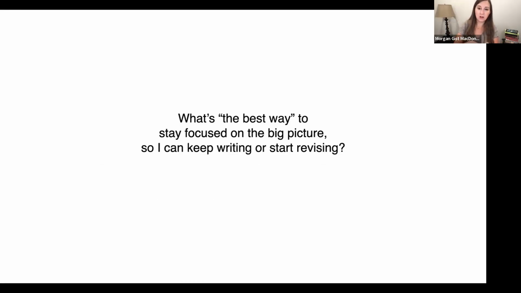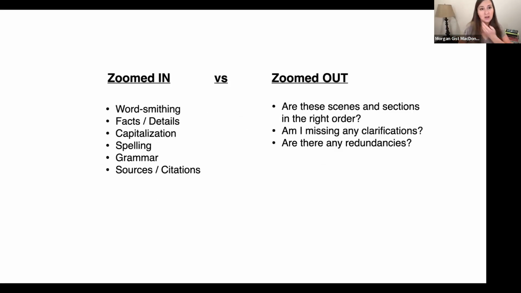And so what we're going to be talking about here is the relationship between keeping a zoomed out big picture view versus a zoomed in wordsmithing kind of view. So zoomed in is when we are actually writing or altering sentences, right? So we are wordsmithing, we are checking our facts and details, we're thinking about capitalization and spelling and grammar and sources and citations, like we're very in that sort of detail-oriented mode. We quite naturally click into this mode when we are in the process of writing or actively editing. It's just kind of where our mind goes.